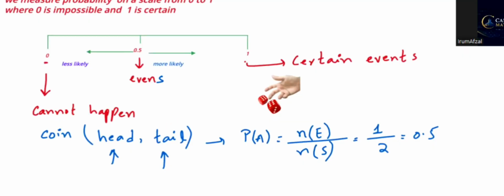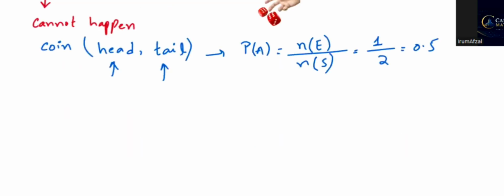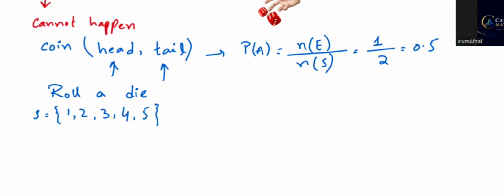Let's take another example. If we are rolling a die again, what are the possible outcomes on the die? If we talk about the sample space, again we have 1, 2, 3, 4, 5, 6. These are the possibilities. Now we want to check the probability of getting an odd number on a die.